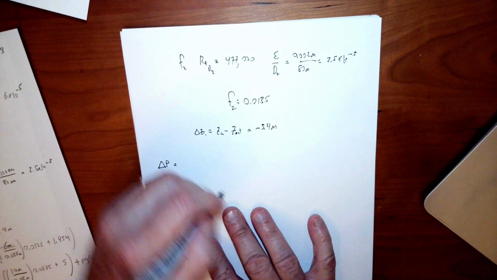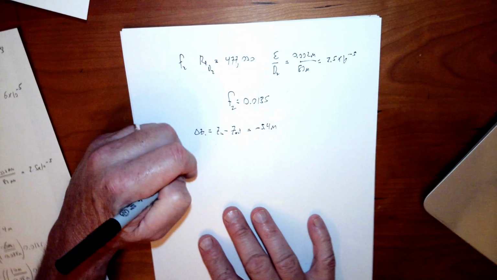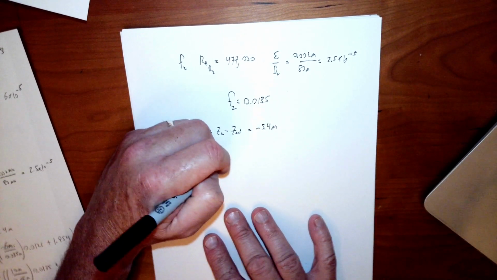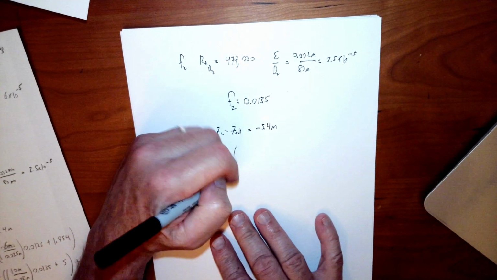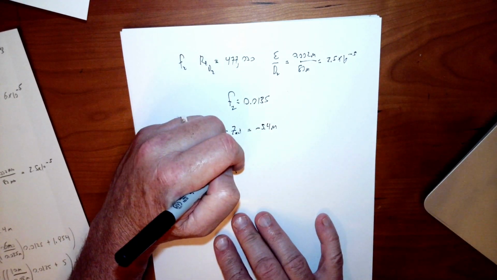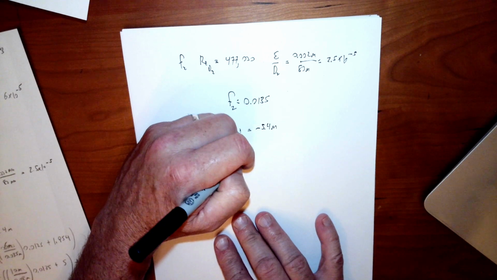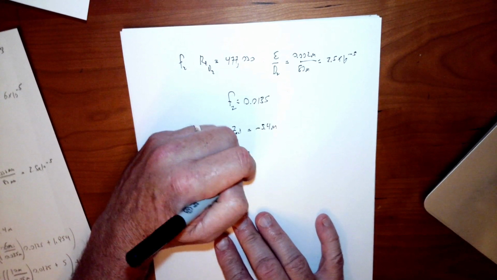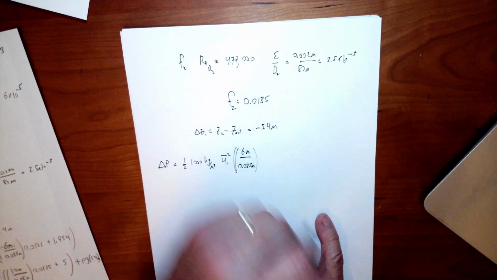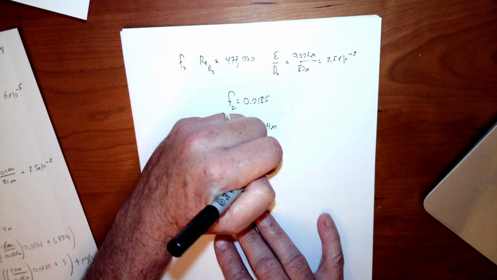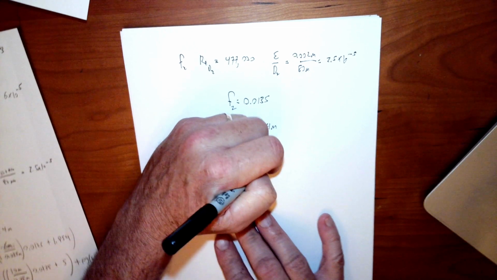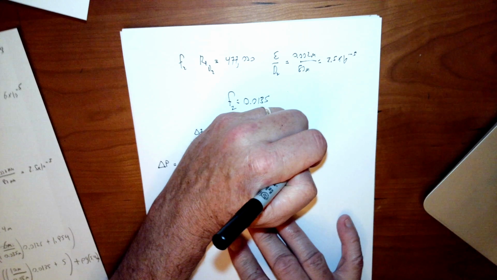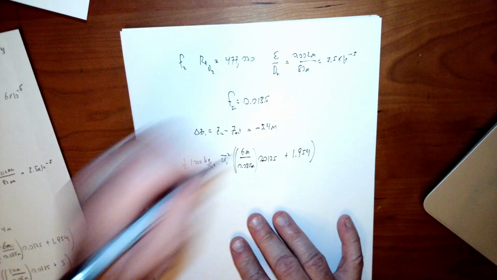So delta P is equal to 1/2 times 1,000 kilograms per meter cubed times U1 squared and all the things that are associated with pipe section 1. So I have the length of pipe 1. This is my L1 over D1, 0.035 meters, times my friction factor 1, 0.0125, plus all my sum of the K's, my sum of K1s, 1.954.